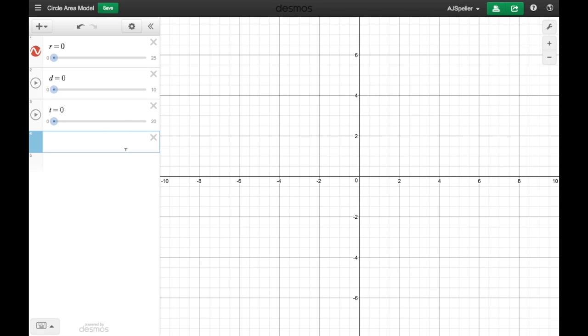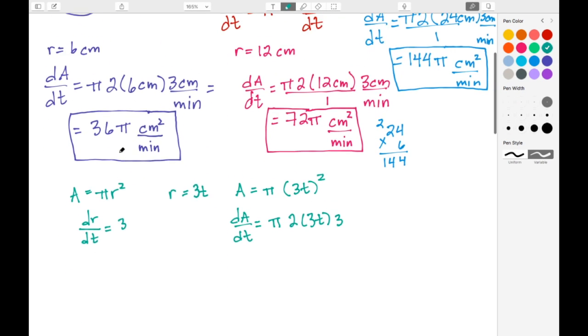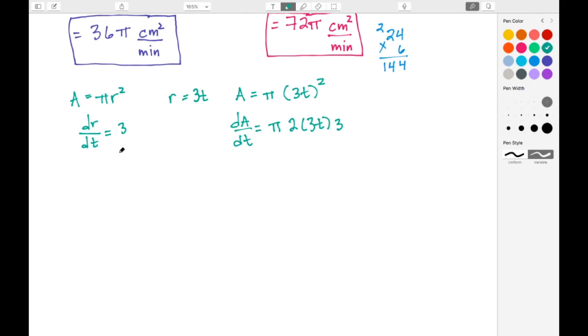Next thing I want to do is put in the equation for a circle. So let's go back and talk about that. If we want to put in the equation for a circle, we know that equation is x squared plus y squared is equal to r squared. But in our problem, r is 3t, so we're going to rewrite that as x squared plus y squared is equal to (3t) squared. Just doing a basic substitution.